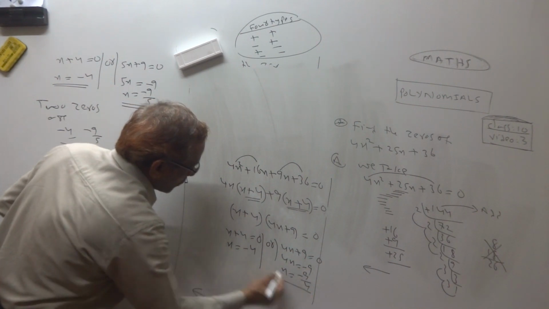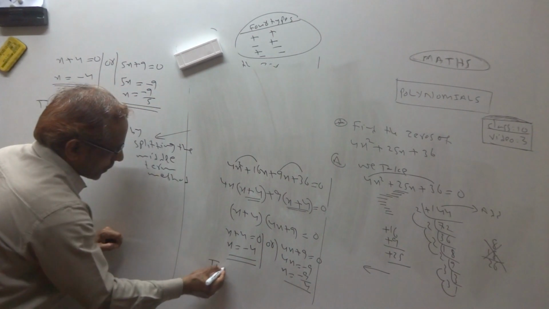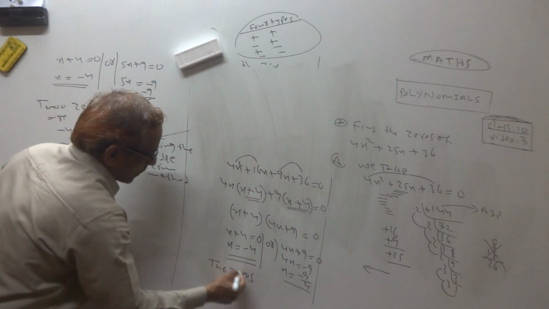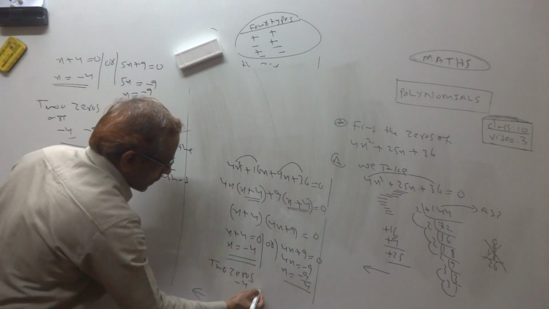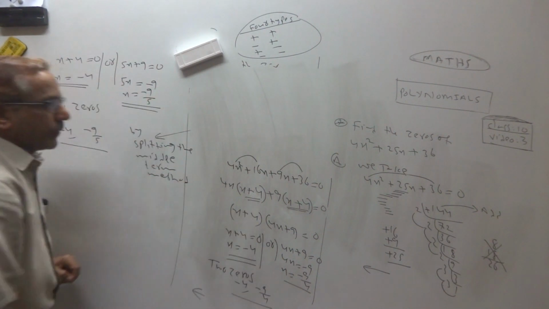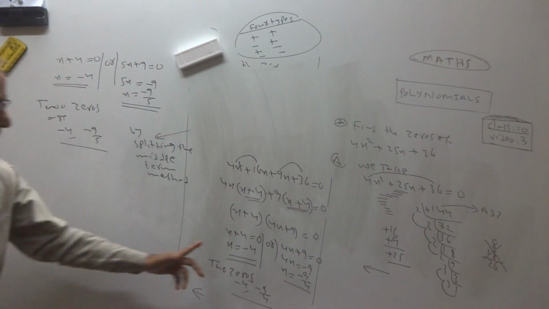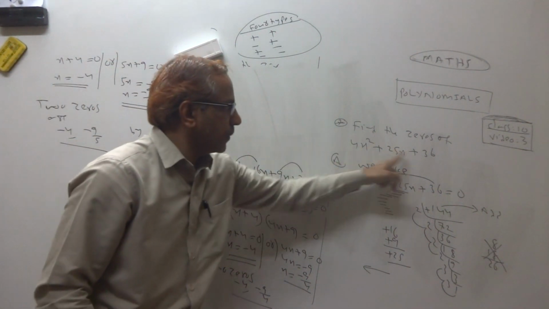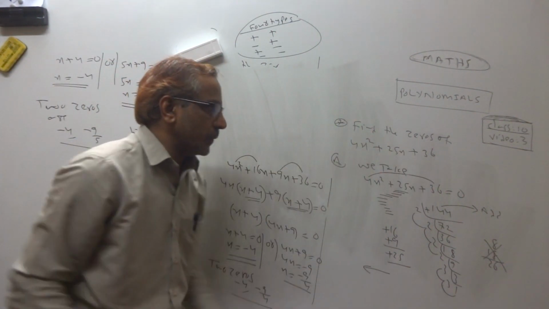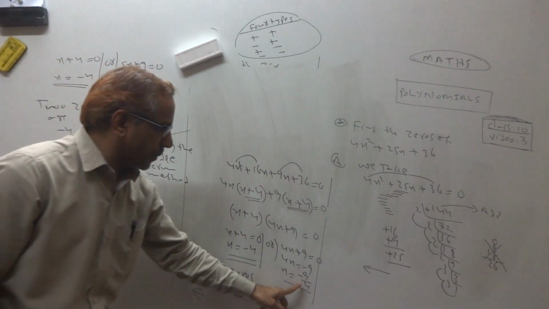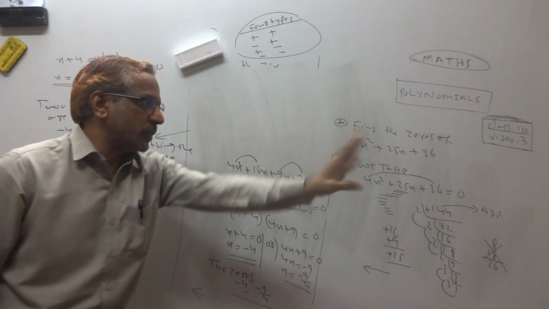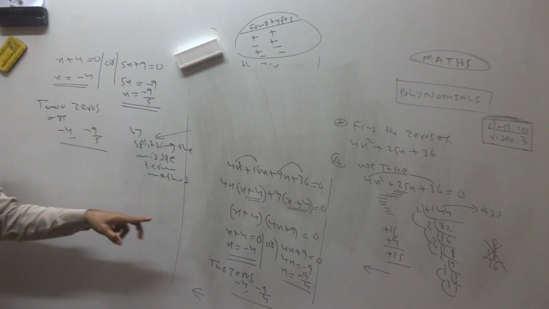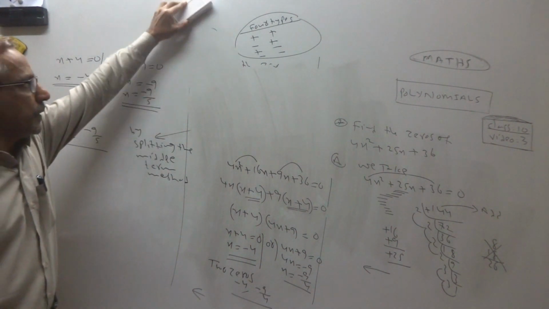Yes, so I got two zeros. What are the two zeros? One is minus 4 and one is minus 9 by 4. Zeros means the values of x. When you put this minus 4 in this polynomial, it will become 0. When you put minus 9 by 4 in this, it will become 0. So these are the values of x, zeros.